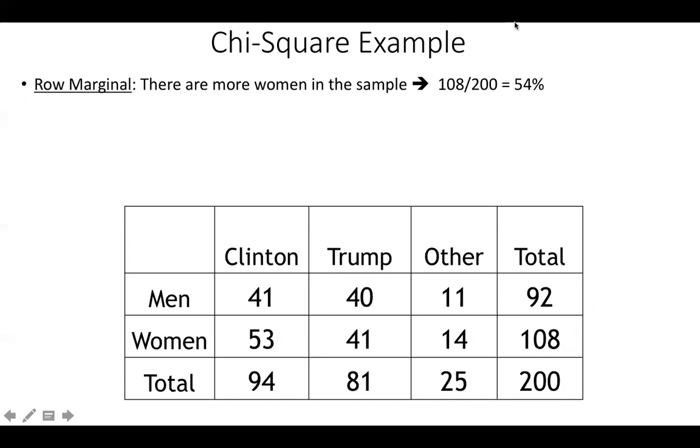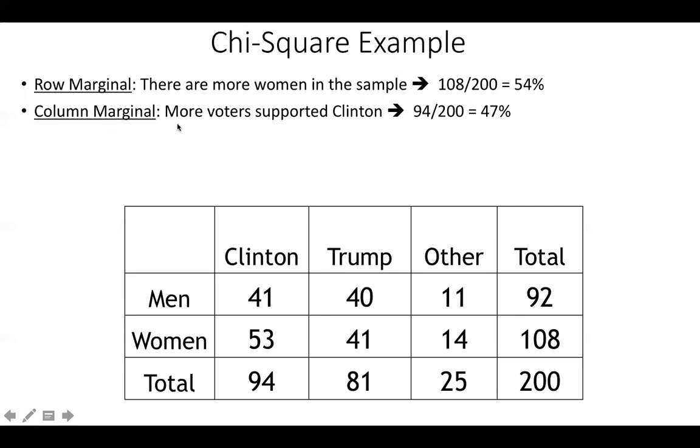So 54% of our sample, 108 over 200, 54% of our sample are women. So across the board, for each category of vote choice, we should see more women than men because women make up more of the sample. So that's our row marginal. That's the information we know being taken away from the fact that we have more women than men in our sample.